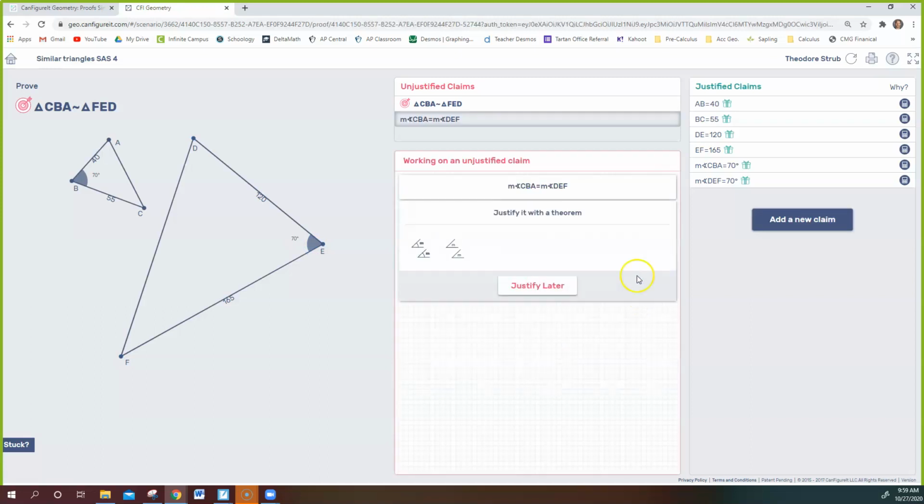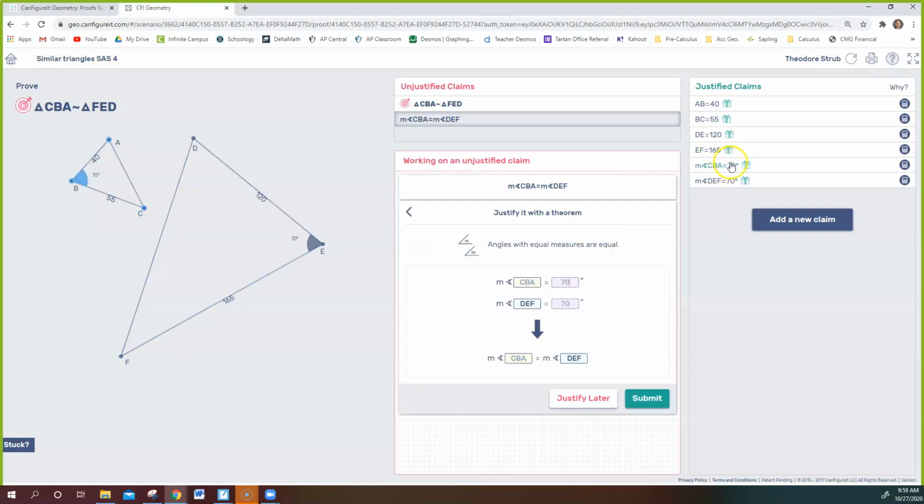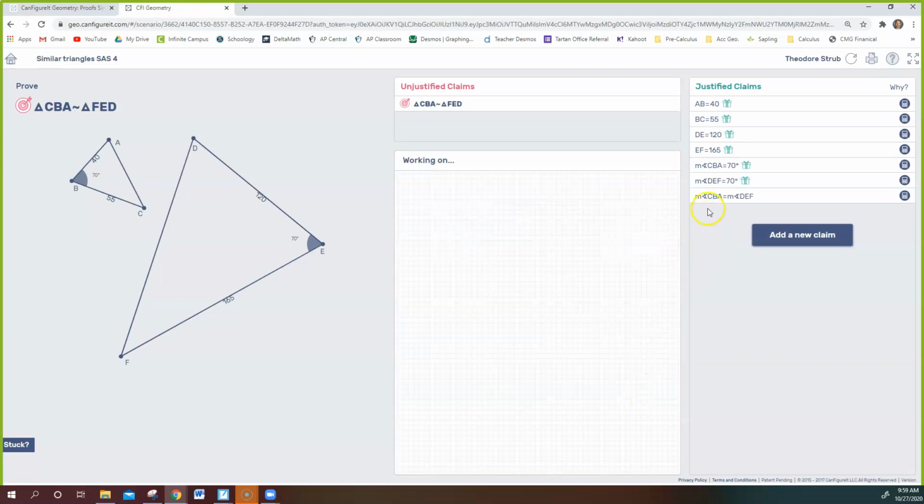Click confirm. And then how do I know that? Because they're of equal measure. It says that right here. They're both 70. Oops. And notice when I clicked on that, it did something weird. I have to just type in 70 there. You're going to have to type in a lot today. That's what makes this a little different. So when I hit submit, notice it didn't prove they're congruent. It just proved they're equal.